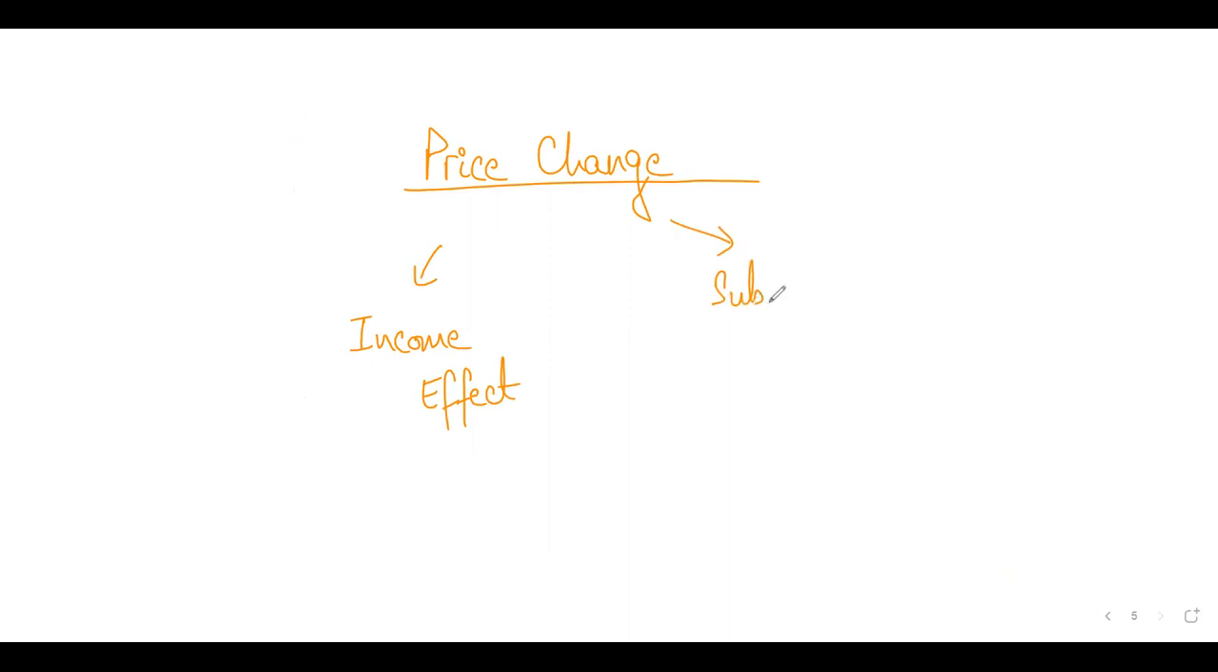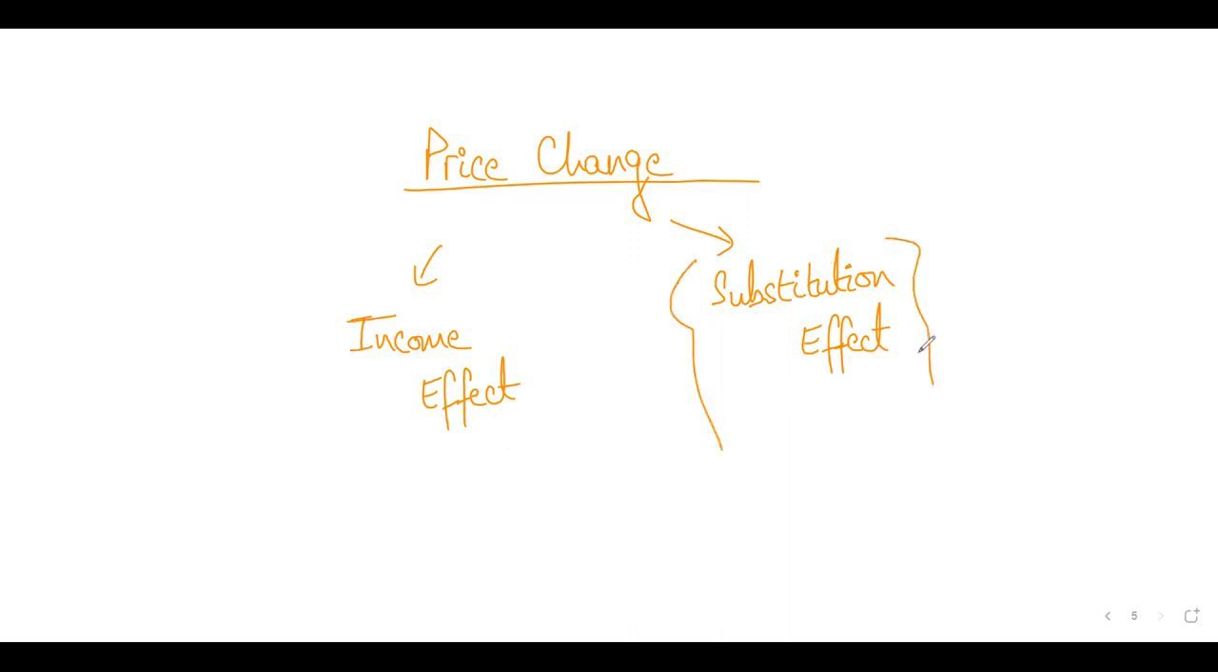Substitution effect says that if something is becoming cheaper, the price of that product is reducing, like due to discount or anything of the sort, you buy more of that thing, right? As simple as that, because obviously that's cheaper. And if any product becomes expensive for some reason, you buy less of that. So this is what substitution effect says.